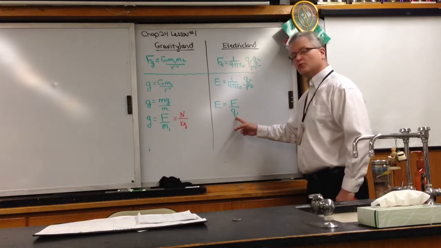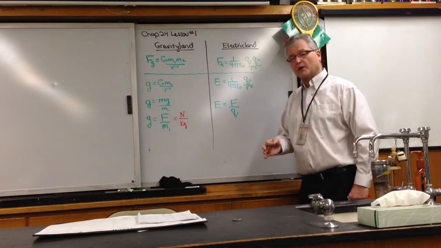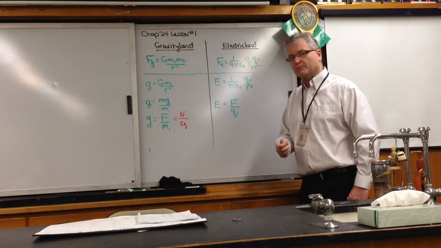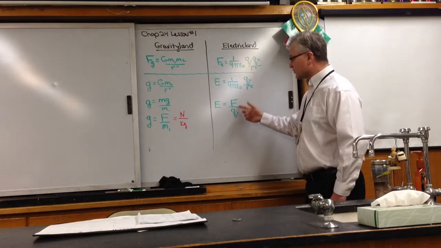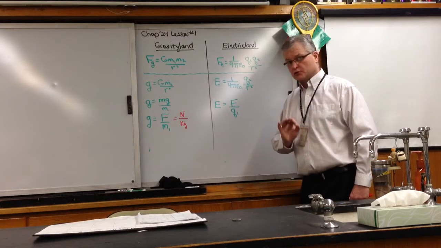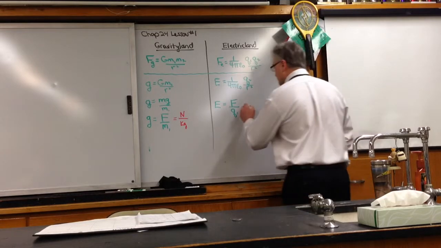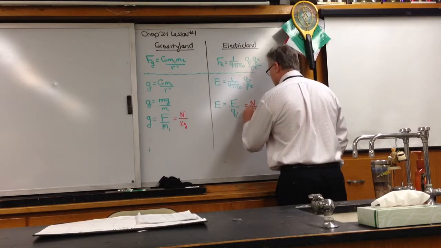So Q1 is the small particle, not the creator of the field, but the one that's actually being pushed around by the field. So we take the force and divide it by that smaller charge, and we can calculate what the electric field is. Our units, of course, are newtons per coulomb.